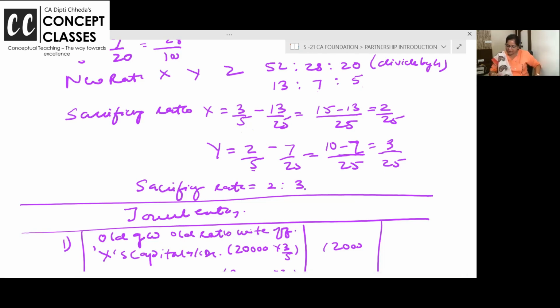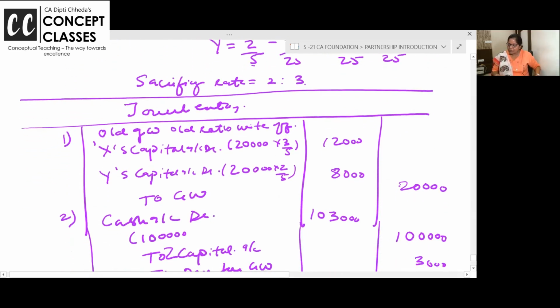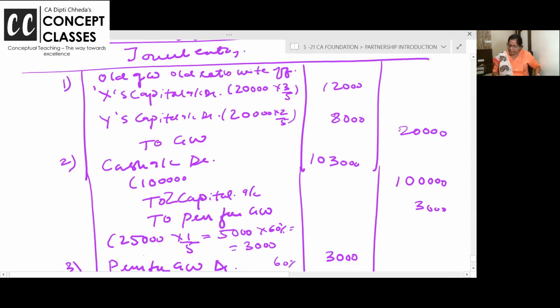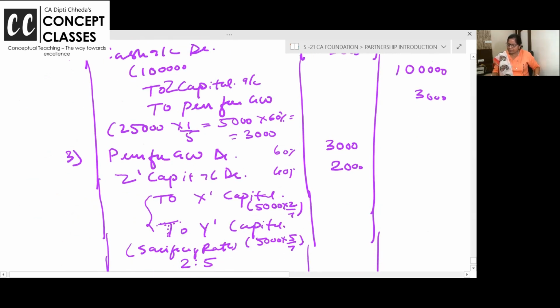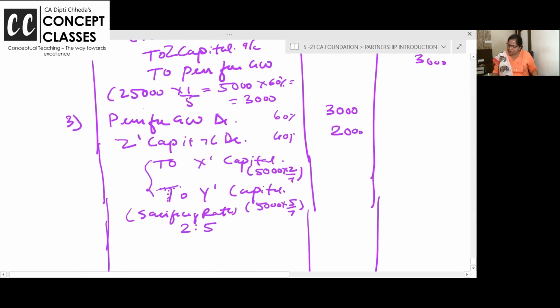Doing this one problem means goodwill will be clear. Come back into the flow. Old goodwill we have written off. In cash he got 3,000 goodwill. Remaining goodwill we have debited to his capital account. 5,000 goodwill you have to give to X 2/5 and Y 3/5. So this is coming to 2,000. And this is coming to 3,000.